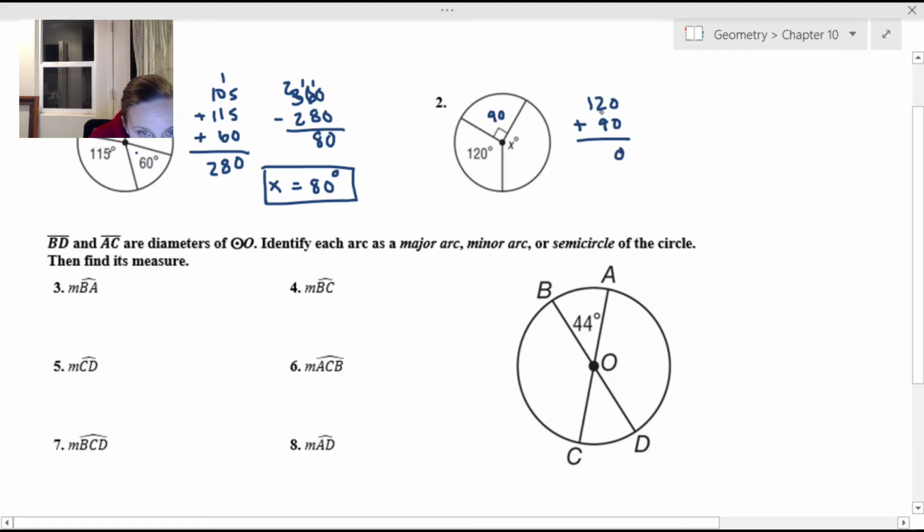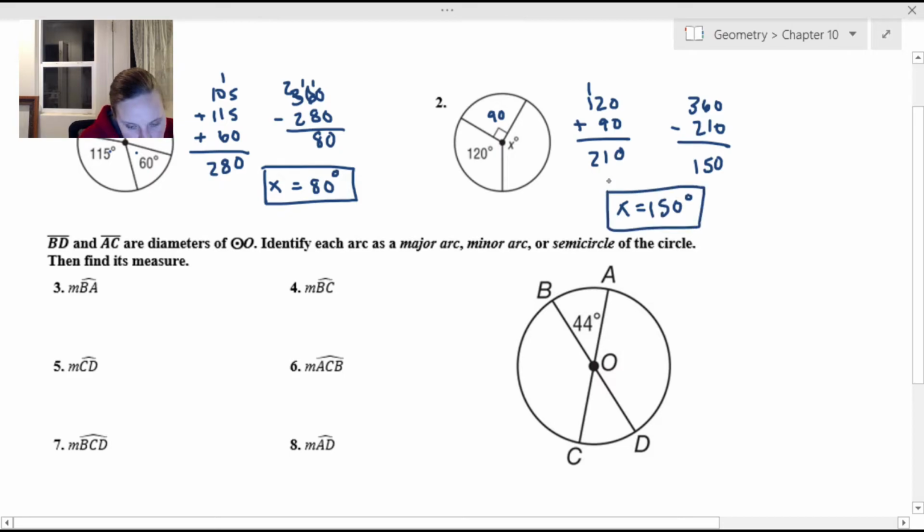9 plus 2 is 11, 210, so that's the sum of these two, and if I want the remainder, I'm just going to take 360 minus 210. 0, 6 minus 1 is 5, 3 minus 2 is 1, 150 degrees. So x is going to be 150 degrees.